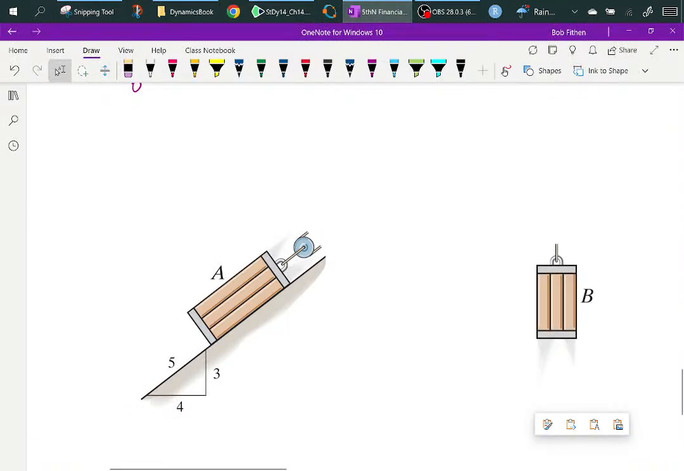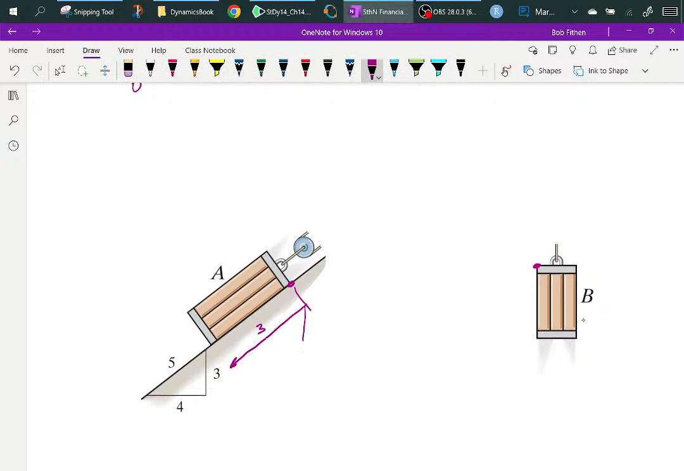And so here's the interesting thing. You can tag any particular spot on here. I'm just going to tag this point, and I'm going to tag that point. And I'm going to say this point moves down 3 feet. Okay, so let me make it long enough. So, okay, so this is 3 feet. So the block A will actually move down this number of feet.